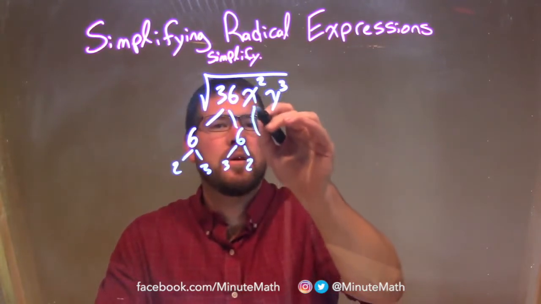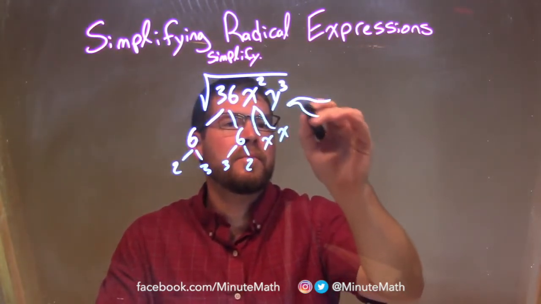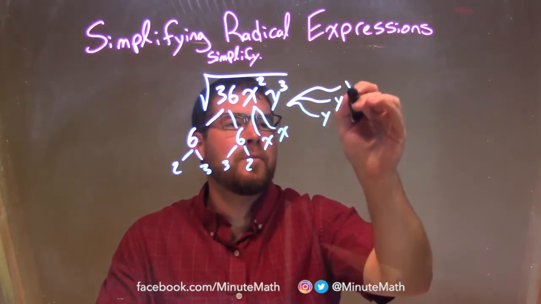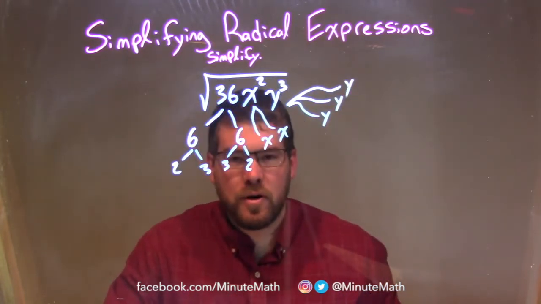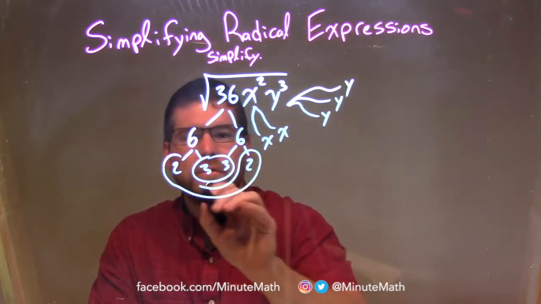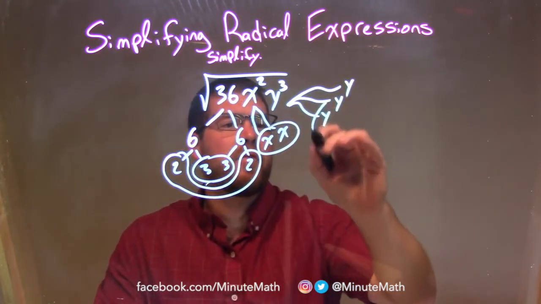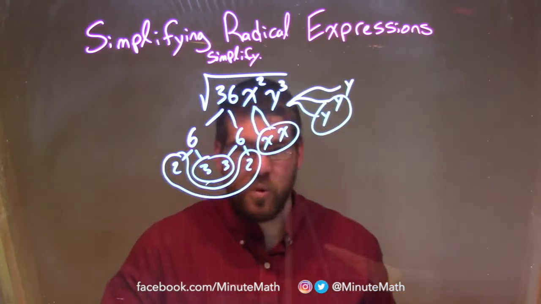X squared is just x times x, and y to the third is just y times y times y. Okay, let's go circle our pairs. I see a pair of 3's, a pair of 2's, right there, kind of weird circle, a pair of x's, and a pair of y's. And there's the one lone ranger y by himself.